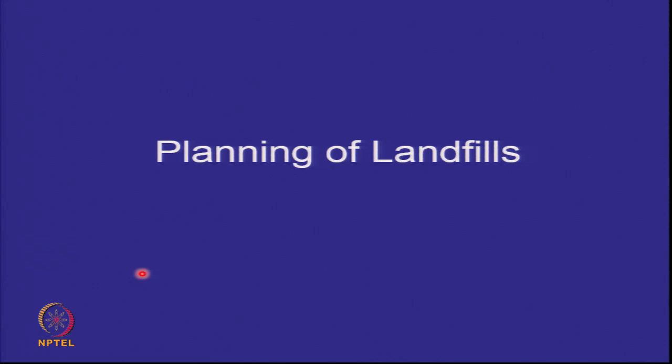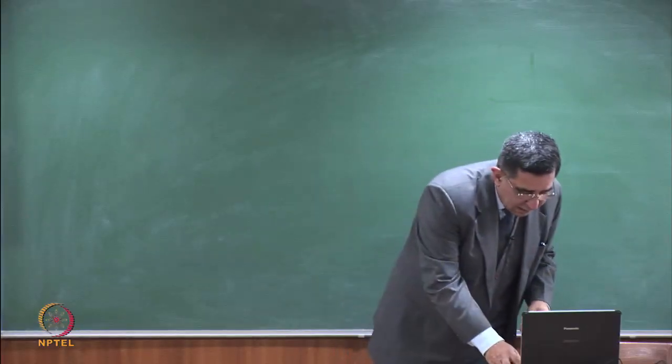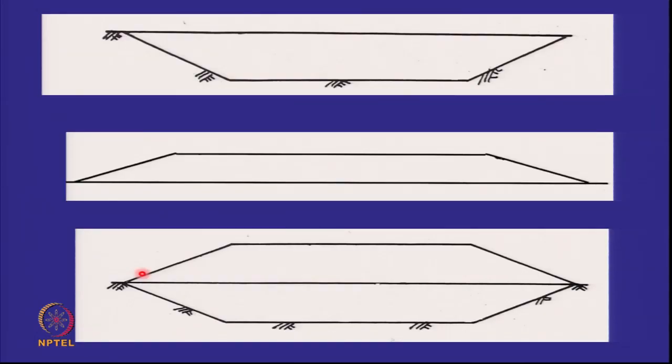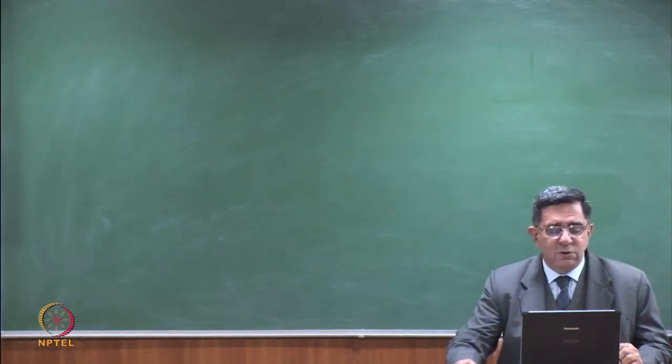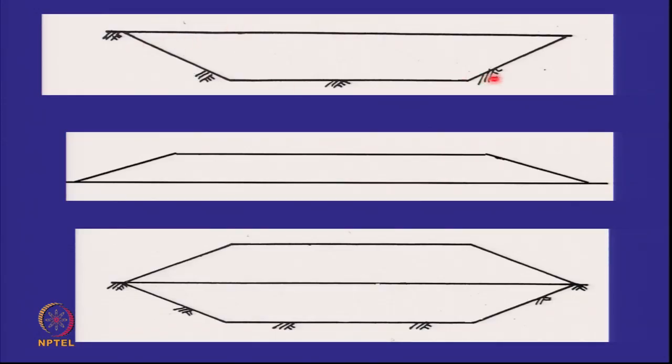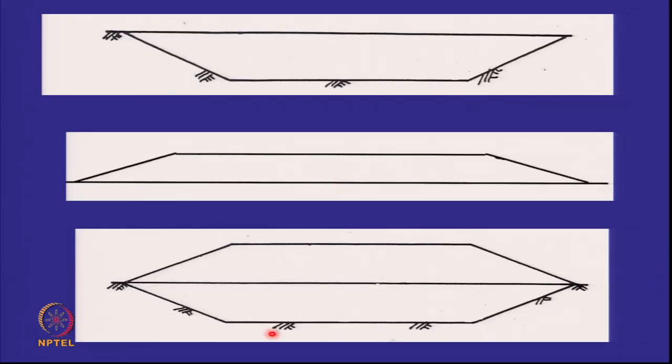Last time, as I said, we were discussing planning of landfills, and I'd like to very briefly look at this aspect of shape of landfills. I had shown you a below ground landfill, an above ground landfill, and a combination of the two. And these are what are adopted on flat ground. If you have a ground which is not sloping or not a low-lying area, not a valley, then your landfill looks like this or this or this.